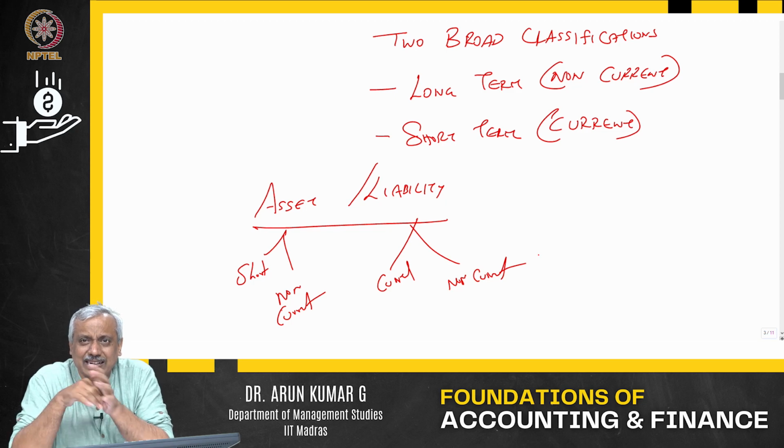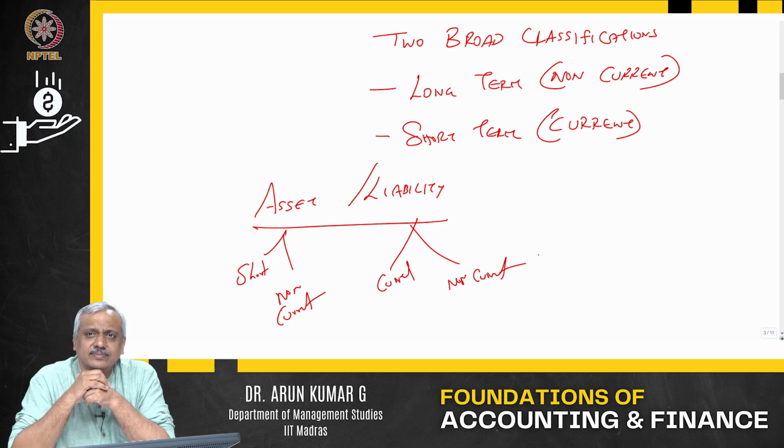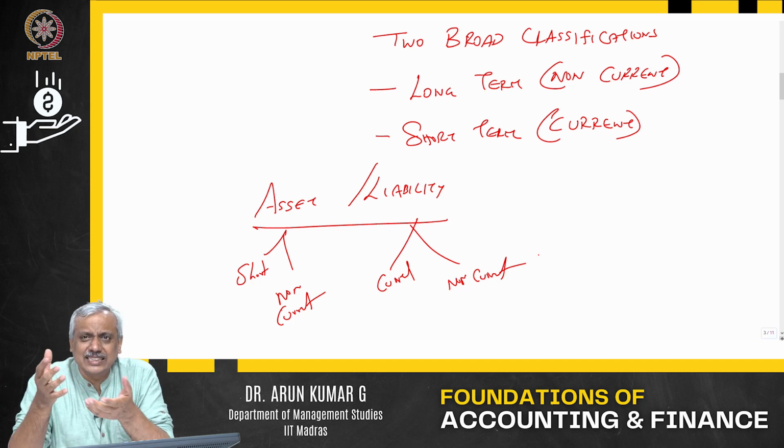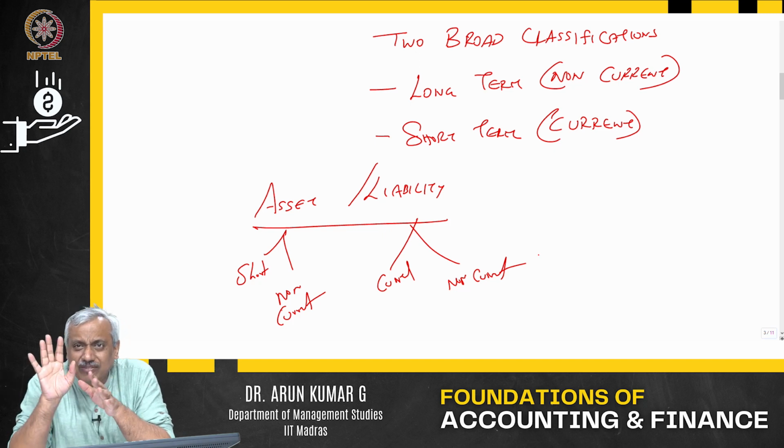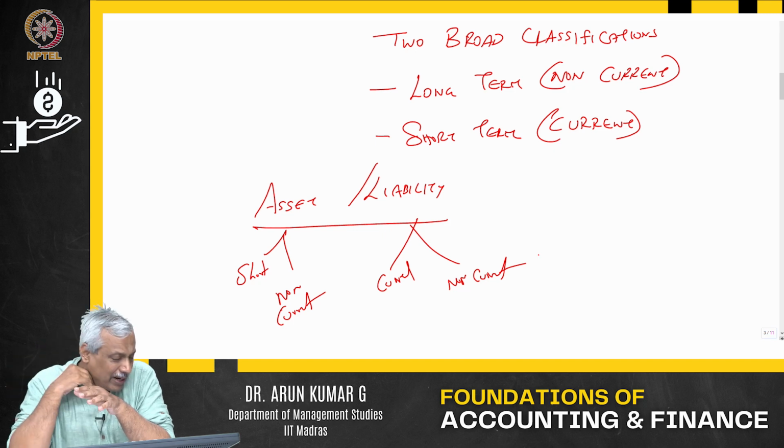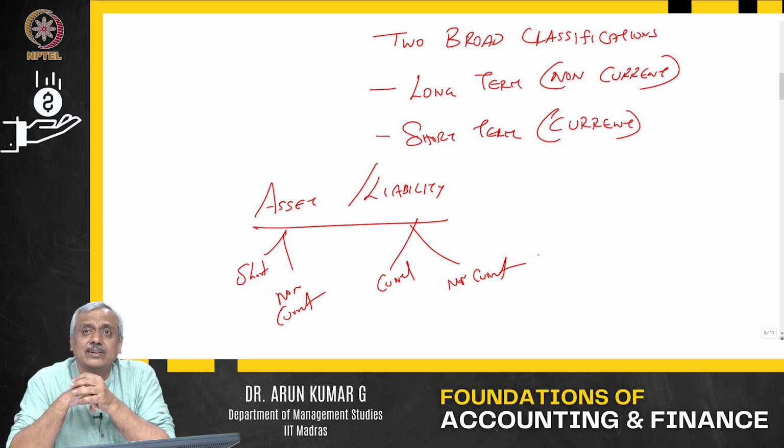Like you have cash in the cash box. I would have cash in the cash box. Every minute the quantum of cash I have can keep changing, because I might be paying some people, I might be receiving money from somebody, and then the quantum of cash can keep changing. Well, it is current, it is liquid, it changes the form every minute or very frequently.